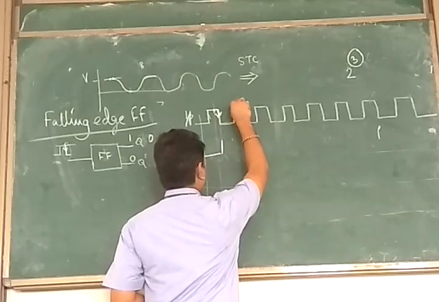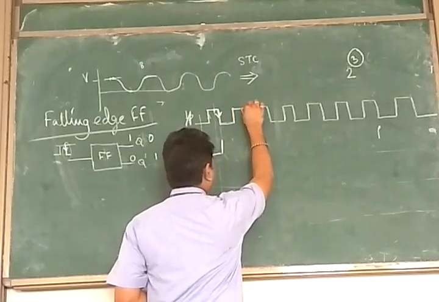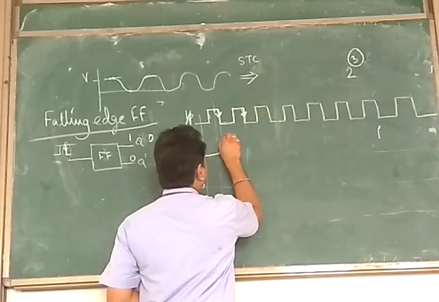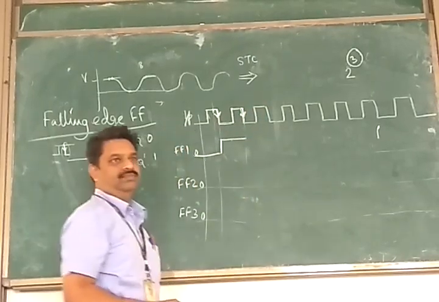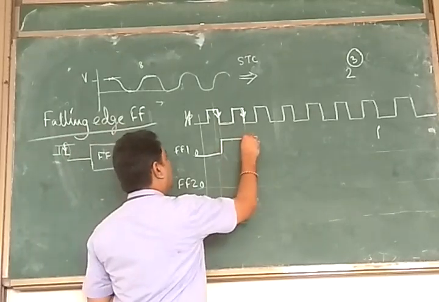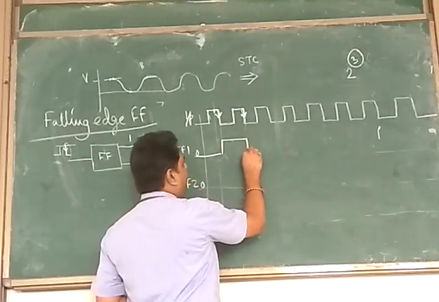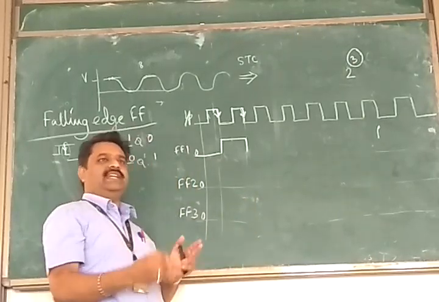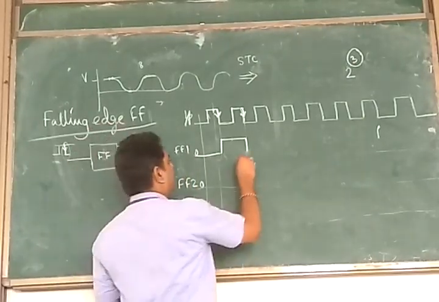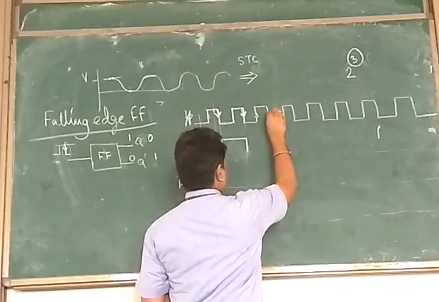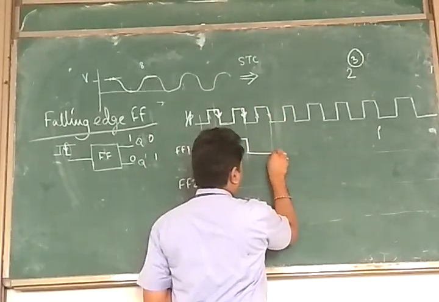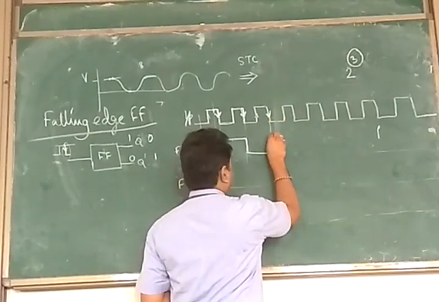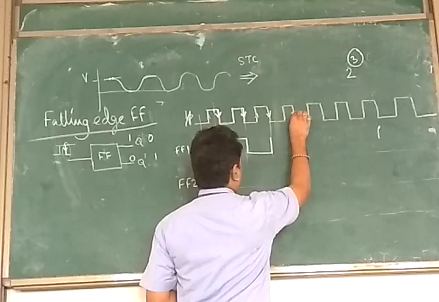There is a rising edge, no problem. Same rising edge. Here there is a falling edge. The next falling edge comes here. Till then, it will be in the high state. When it encounters a falling edge, it changes its state from 1 to 0. Rising edge, falling. Till then, the state will not change. When it encounters a falling edge, it changes its state. Here there is a falling edge.